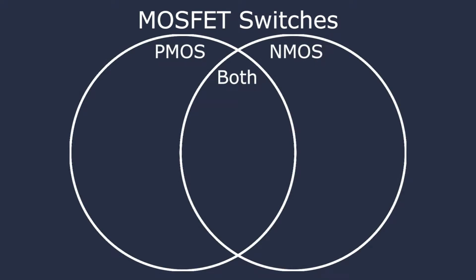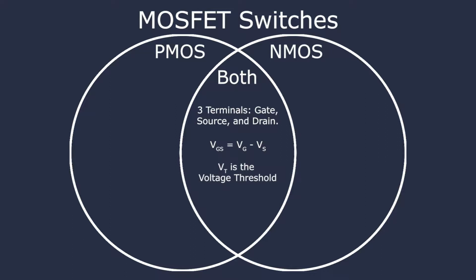We'll begin by going over some facts that describe both types, before delving into their differences. NMOS and PMOS transistors both have three terminals. They are the gate, source, and drain terminals. The gate terminal is what controls the MOSFET. The voltage at this terminal will control whether or not current can flow between the source and drain terminals. More specifically, the gate to source voltage, VGS, or the voltage at the gate minus the voltage at the source, needs to cross the voltage threshold, VT, for the transistor to allow current to flow.